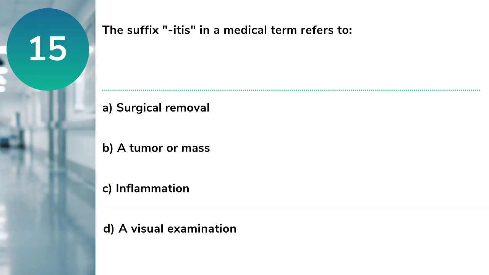Question 15. The suffix "itis" in a medical term refers to: A. Surgical removal. B. A tumor or mass. C. Inflammation. D. A visual examination.